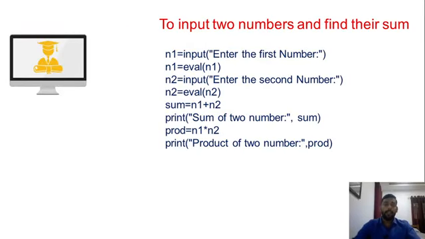Then we have an example, a program to input two numbers and find their sum. This will be the first big program for us, a lengthy program, of course. n1 = eval(input('Enter the first number')), n2 = eval(input('Enter the second number')), sum = n1 + n2, print sum of two numbers is sum, prod = n1 * n2, then print product of two numbers prod.